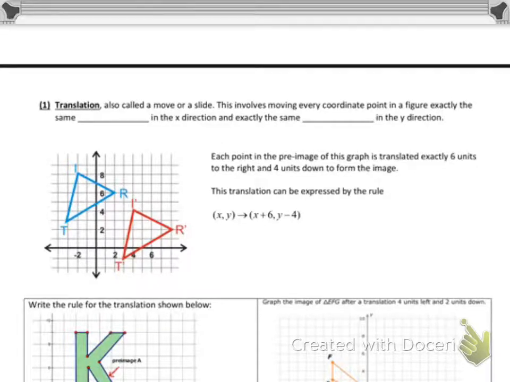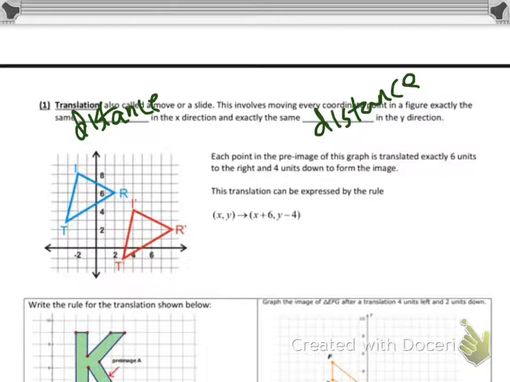Okay, so our first geometric transformation is called a translation. This is also oftentimes called a move or a slide. It just means moving the shape, every point in the shape, the exact same distance in the x direction and the same distance in the y direction. Each point in the pre-image, the shape that we start with, and then the shape that we end up with after the transformation is called the image.